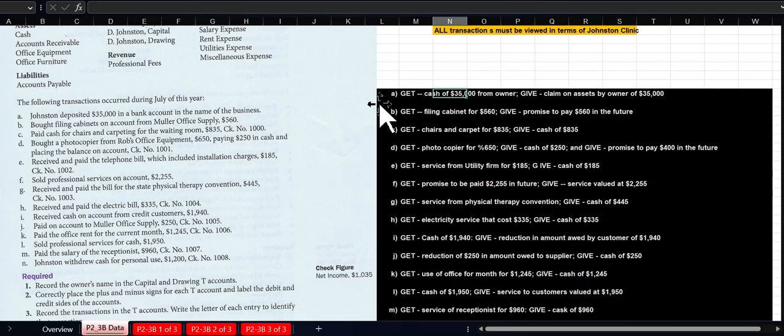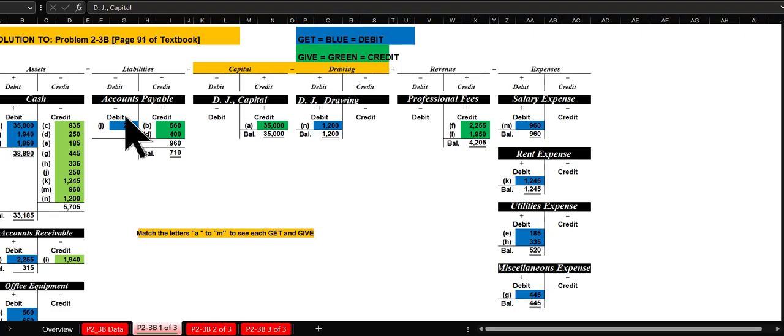Let's start with the first one. We had a get of $35,000 and we had a give of the same amount. And so we would go into the accounts and look for the cash. Notice now that we don't have just one column, we have two columns, one for each time we have a get and one for each time we have a give, and the difference between the get and the give will be the balance in the account.